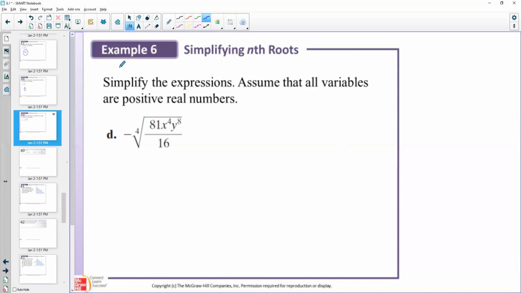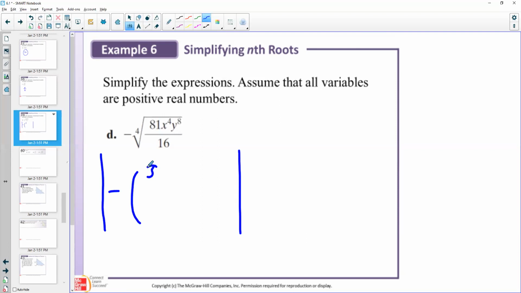Oh my goodness, this one's crazy. So ignore the negative. We'll just leave that out here in front for our answer. And let's take the 4th root of a piece at a time. So the 4th root of 81, and I'm going to take the absolute value of my answer because it's an even root. The 4th root of 81 is 3.